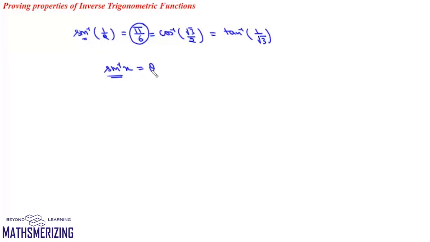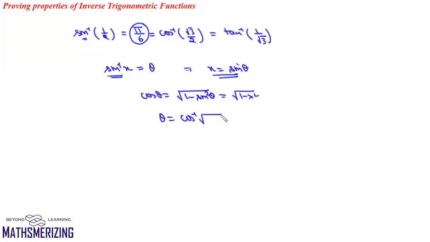Now we can take sine on the right hand side, we can write x as sine theta. Now once we have sine theta, we need to write cos theta. Now how do we write cos theta? There are two ways. We know that cos theta is under root of 1 minus sine square theta. Now sine theta is x, so we can write 1 minus x square. So we can write this theta as cos inverse of under root 1 minus x square. So we can change sine inverse x as cos inverse under root of 1 minus x square.